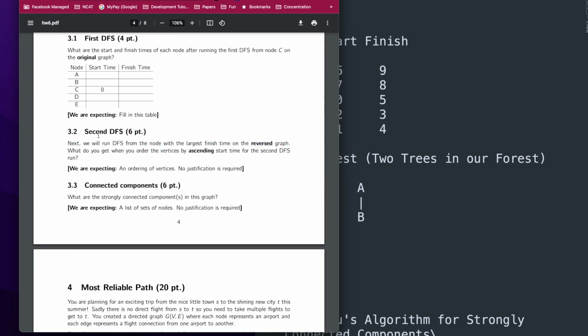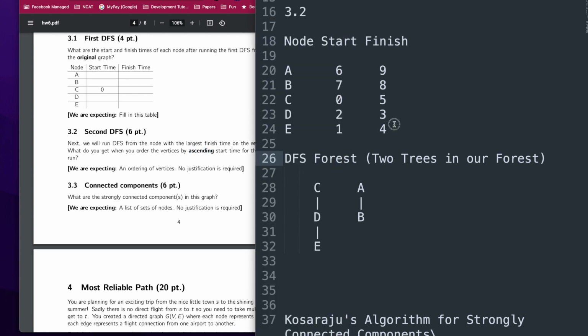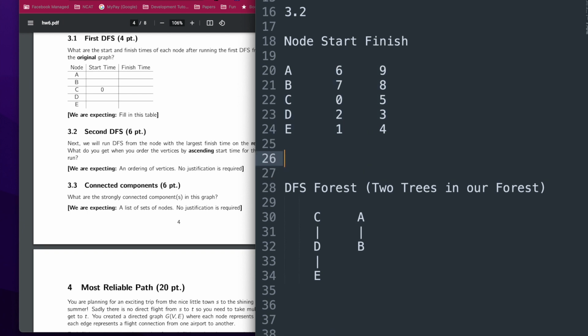So that's for section 3.2. It does ask you to run DFS on the reverse graph starting from the largest finish time. And then it asks, what do you get when you order your vertices by ascending start time? So we just need to look at the start times here and sort them in ascending order. So you'll get C, E, D, A, B, right? So C has start time 0, and you sort them in ascending order.